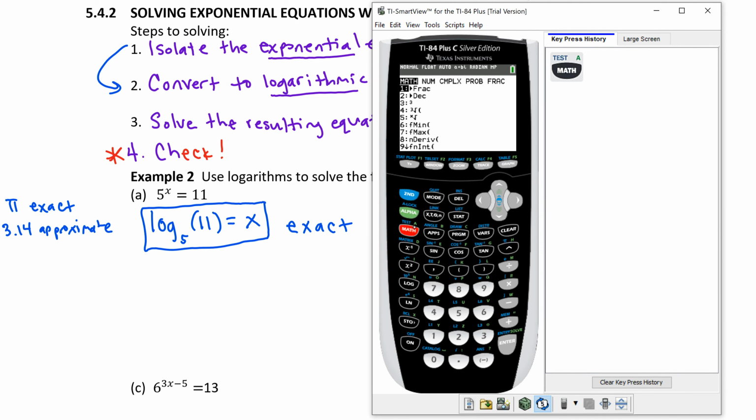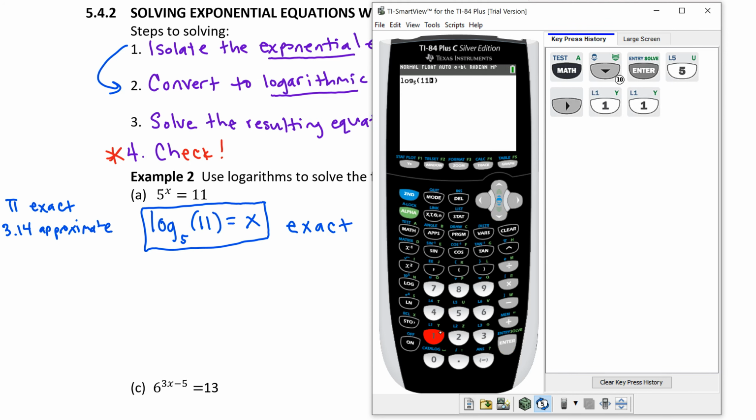So if you'll press your math button, use your down arrow key, you've got to go pretty far down the list. We're looking for an option called log base. It is, again, down on the list under your math menu, option A, log base. If I choose log base, then I can type in log base 5 of 11. Remember, the key log represents base 10. The key ln represents base e. So here we can evaluate a log with any base using that option.